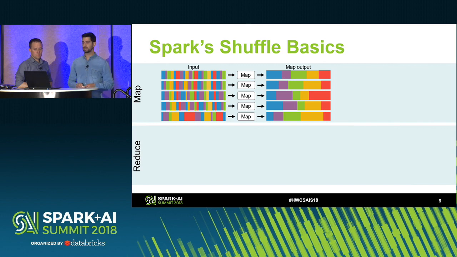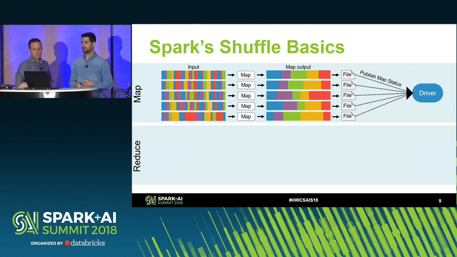Once the map output is ready, the next step is to write the map output into a file, and this happens on each map task. Once we have those map outputs written, a map output status is created, which describes where the blocks are located. The map statuses are then transmitted to the driver, the master in this case, which holds and bookkeeps all this information so that further reducers will be able to fetch the appropriate blocks they're looking for. And this is where the reduce phase begins.